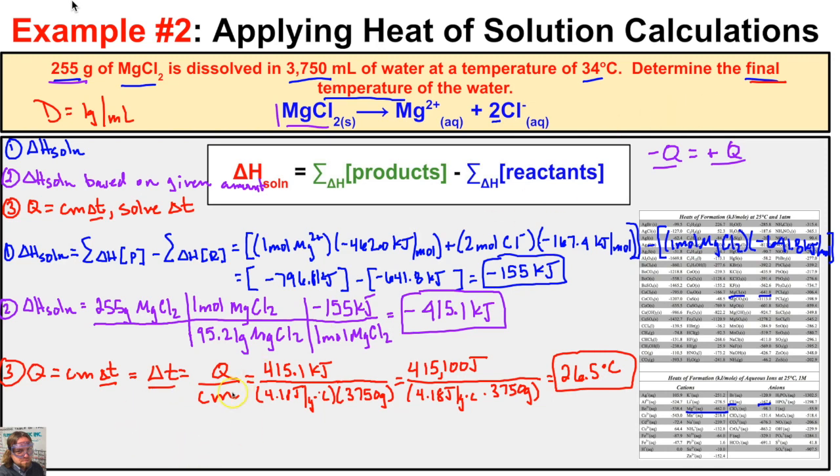So how do we get the final temperature? Well, if we recall, the change in temperature is equal to T final minus T initial. And if we manipulate this formula around, then what we will end up with is T final equaling our change in temperature plus our initial temperature. And if we take a look, our change in temperature was 26.5 degrees Celsius.